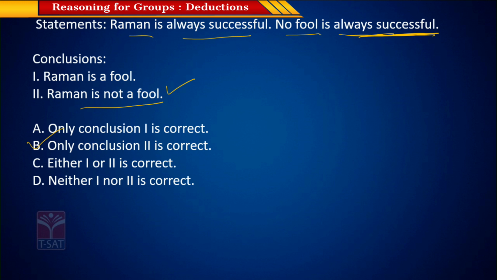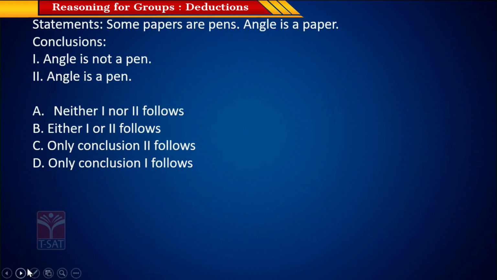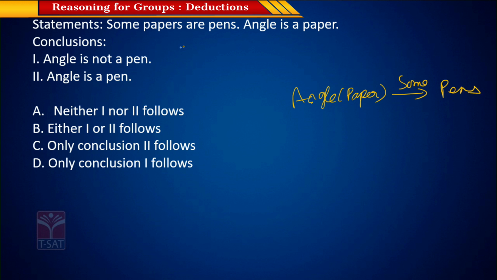Let's look at the next question. Some papers are pens. Angle is a paper. Okay, so the conclusion is angle is not a pen. So we know angle is a paper, right? And of these papers, some are pens. So can you definitely conclude that angle is not a pen? You cannot, because it could be one of these some papers which are pens. And you cannot definitely say that angle is a pen either. It could be one of those which is not part of the some papers that are pens.